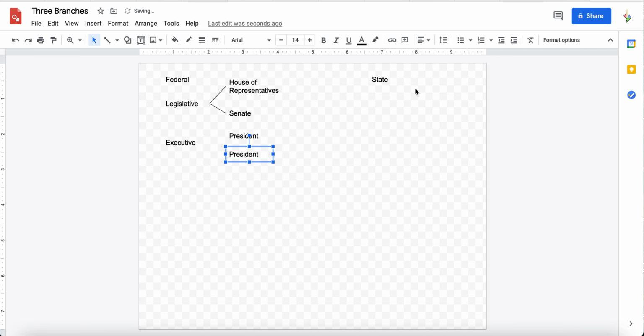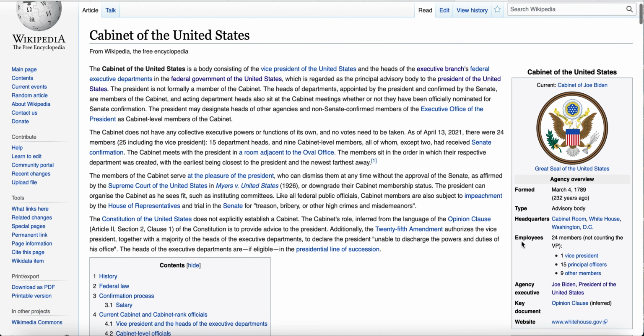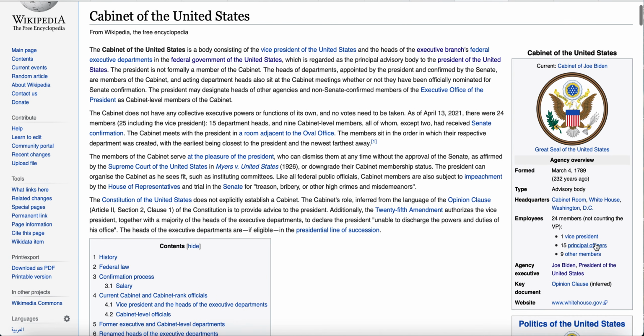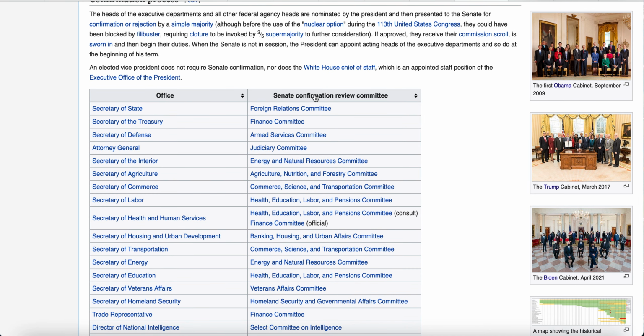And then you also have cabinet members. There are many cabinet members in the executive branch. The cabinet members include one vice president, 15 officers, who are mainly in charge of the departments of the United States, and then you also have 9 other members. So with those 15 officers, they all belong to a department of the U.S. government.